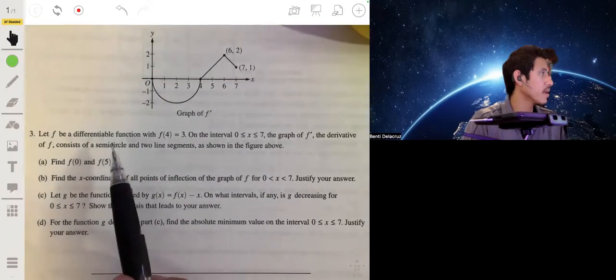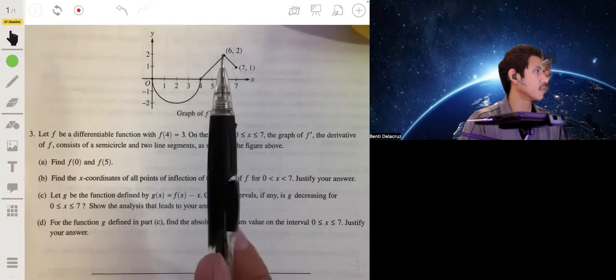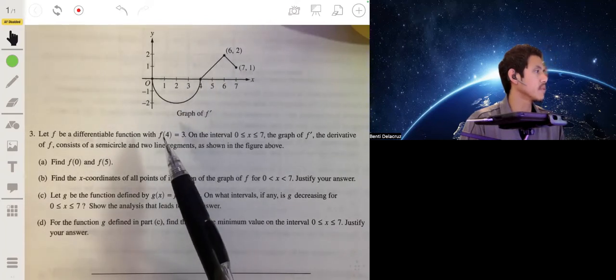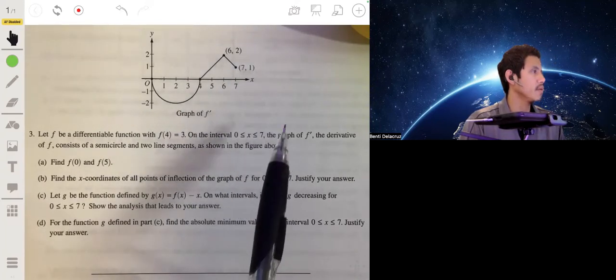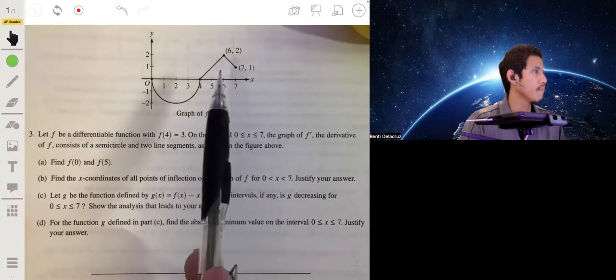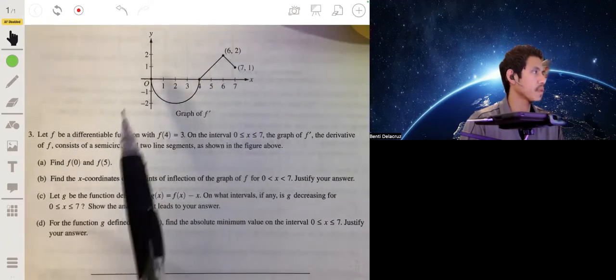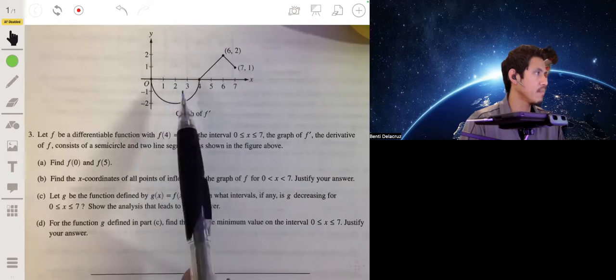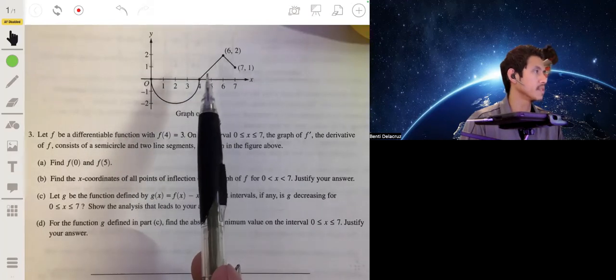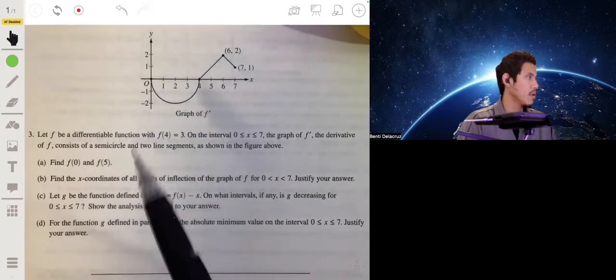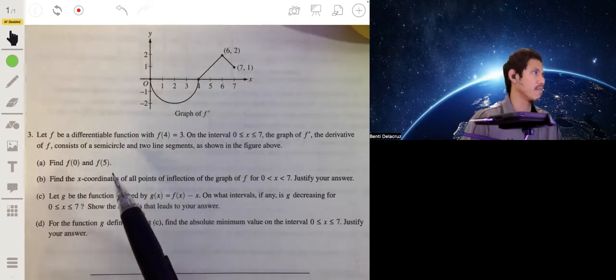All right, in problem 3, we have f, a differentiable function where f of 4 is equal to 3. On the interval from 0 to 7, the graph of f prime, the derivative of f, is shown here. It has a semicircle and two line segments. Find f of 0 and f of 5.